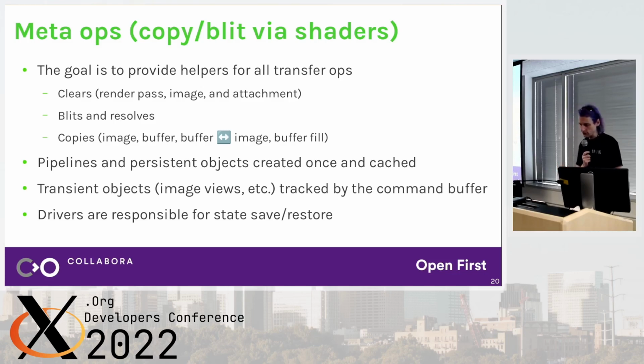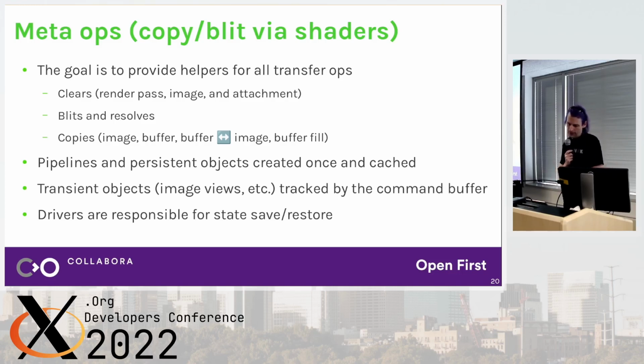I've been trying to build something that we can do in common code for that. I've got the core infrastructure, so it can hash and cache pipelines and image views and things like that. I've got code to track transient things on the command buffer. So if you have to create a bunch of image views to do copies, then we can track that on the command buffer and destroy them when the command buffer gets destroyed.